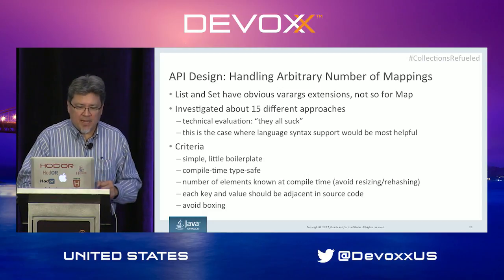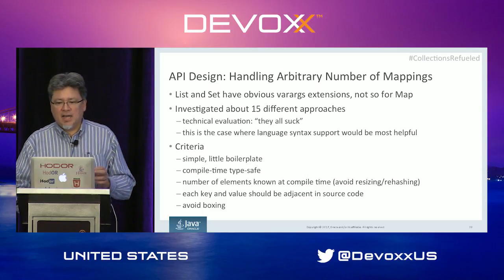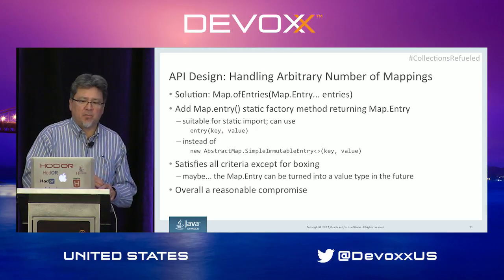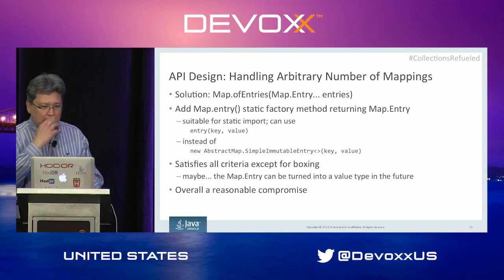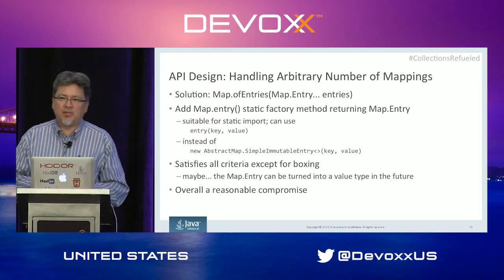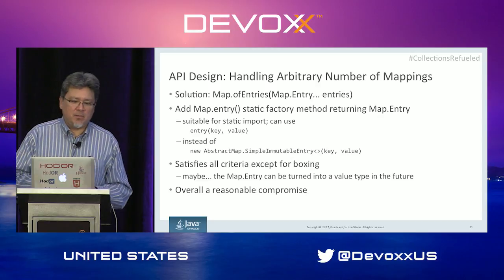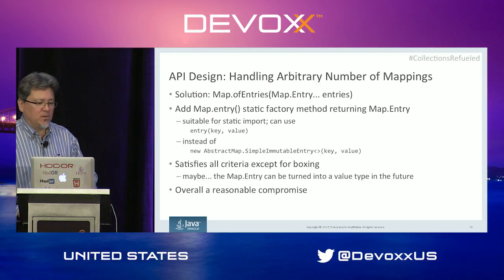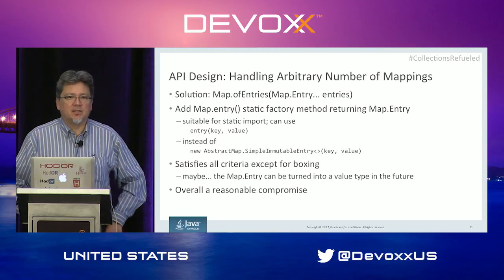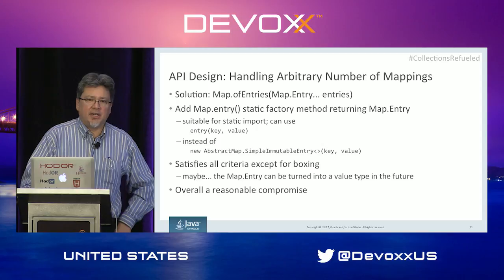Ideally, we would like to avoid boxing where possible, and it turns out that we were able to satisfy all of those criteria except boxing. I went over this already. There's a new convenience method called entry, which takes a key and a value. You can pass a succession of those to the map.ofEntries method. So that's what we ended up with. It's not perfect. It's a little bit more verbose than I would like, but I think it does satisfy most of the criteria, and it works well.